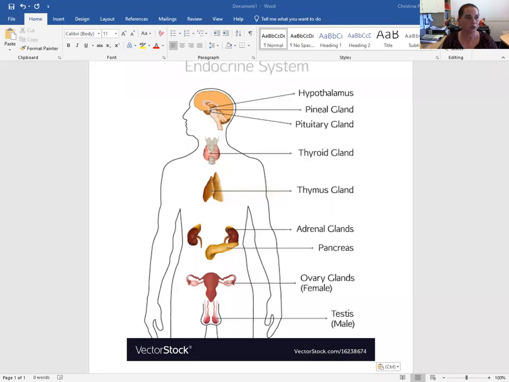Okay, so on this screen, it is showing the endocrine system. So up here in the brain, you're going to have 3 different areas that are responsible for producing hormones. You have the hypothalamus, the pineal gland, and the pituitary gland. And we'll see these in a minute when we look at the brain. Then down in the throat area, this is going to be the thyroid gland. Then this is the thymus gland. The thymus sits just above or just superior to the heart.